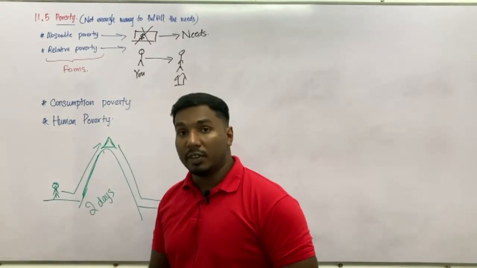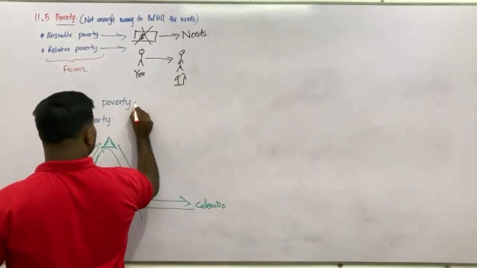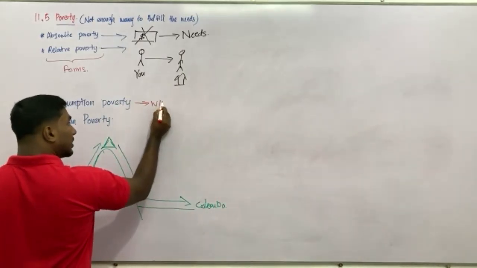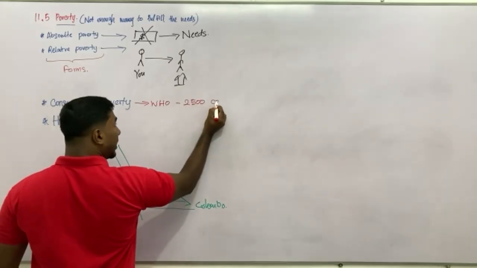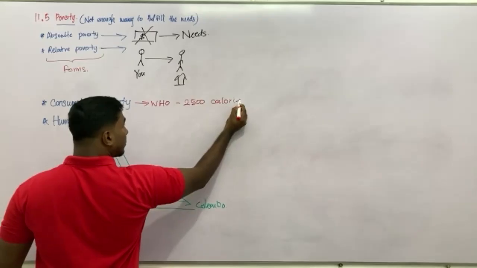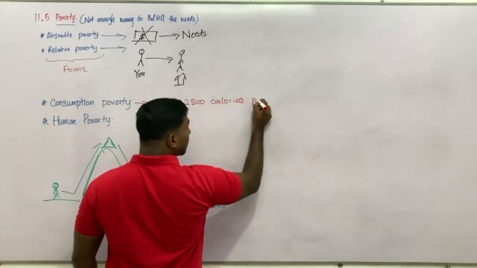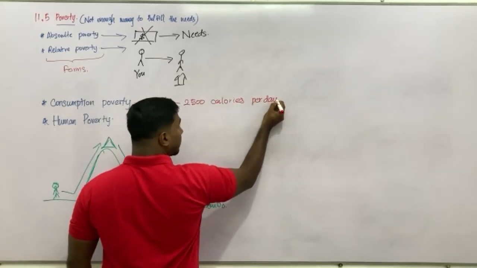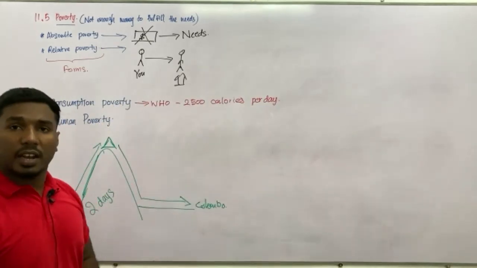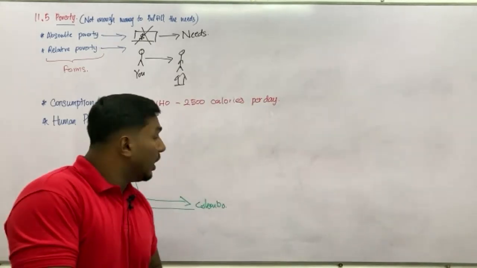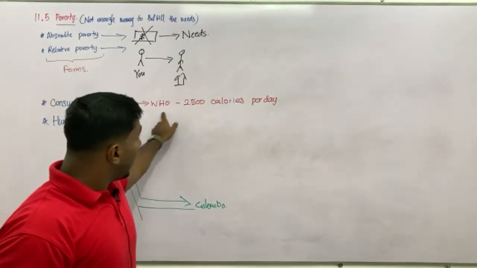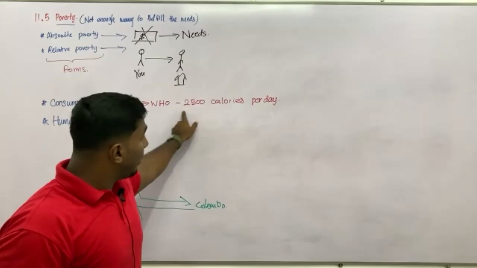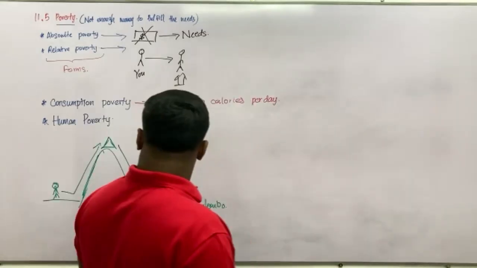Consumption poverty, which means he can't have, the WHO says 2500 calories per day. So if a person can't have 2500 calories per day, that means that person is in consumption poverty. Okay. And the second one is human poverty.